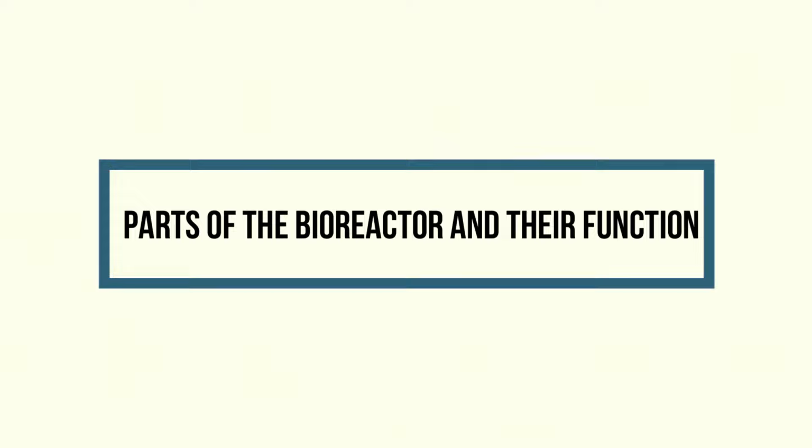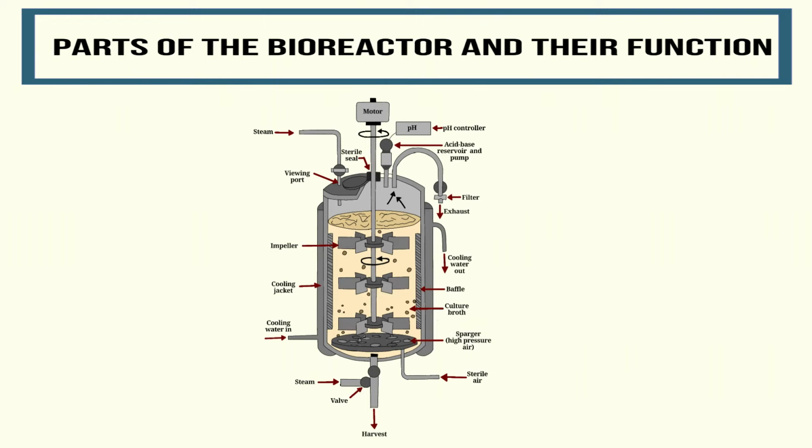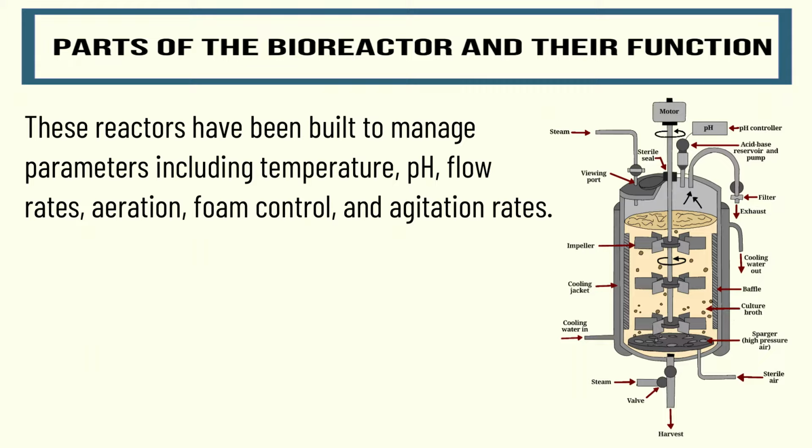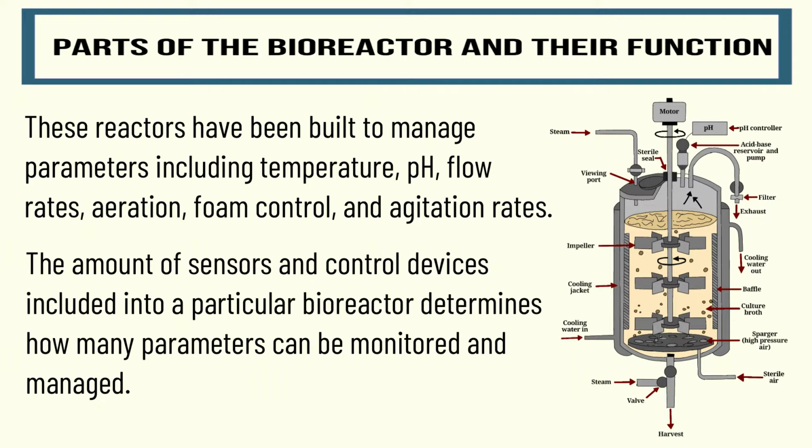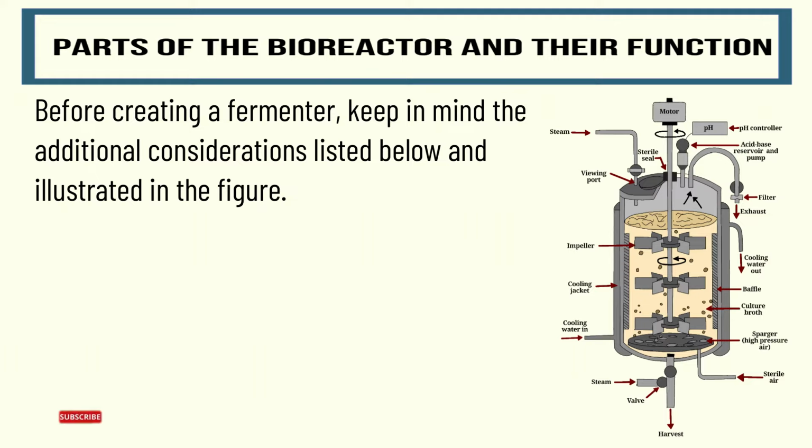Let's dig into the parts of bioreactor and their function. With the help of this diagram, you will understand the parts of the bioreactor and where they are located. These reactors have been built to manage parameters including temperature, pH, flow rates, aeration, foam control, and agitation rates. The number of sensors and control devices included in a particular bioreactor determines how many parameters can be monitored and managed. Before creating a fermentator, keep in mind the additional considerations listed in this video and illustrated in this diagram.